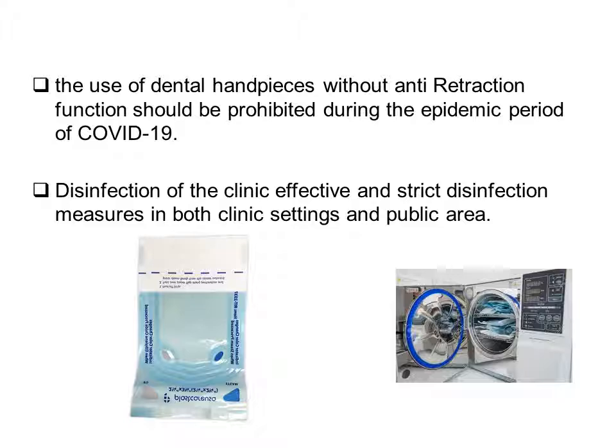So the instruments you should arrange inside pouches, and each pouch has a code, a chemical marker. When the color of that marker changes, you know that this instrument was really sterilized inside the autoclave.